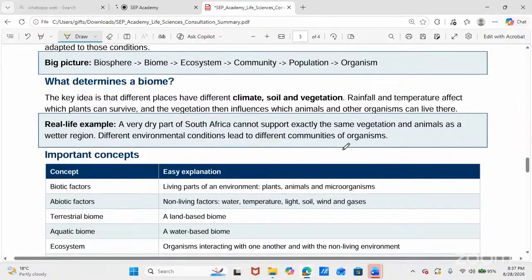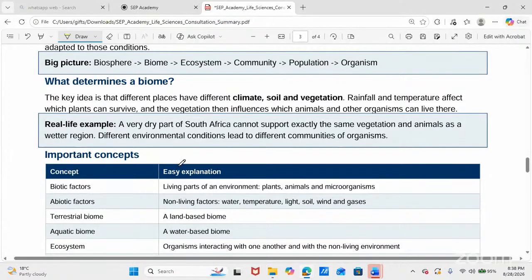Initially the temperature and the rainfall were favorable for the fish to live in that place and have water and a river. But now there is no longer enough water and the temperature has risen above the normal temperature that has always been there, so the fish can no longer survive. It couldn't adapt to the new environmental change. So a real life example is that a very dry part of South Africa cannot support exactly the same vegetation and animals as a wetter region.